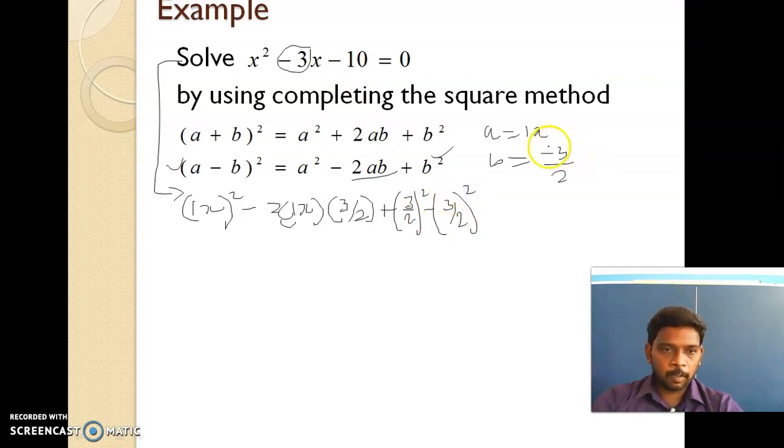So actually here plus 3 by 2 only, okay, not minus 3 by 2, because this minus we already took here. Okay. Next, the last term is minus 10. So write minus 10 as it is, equal to 0.